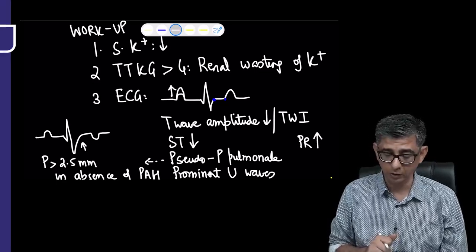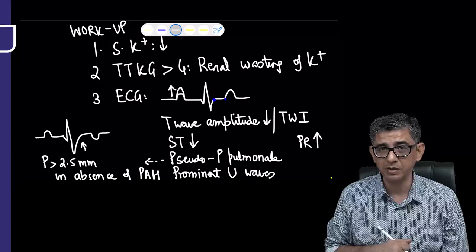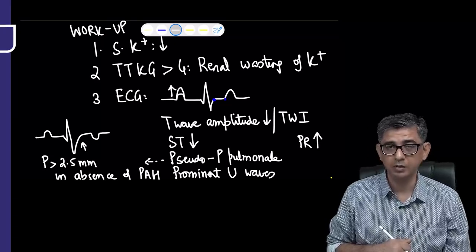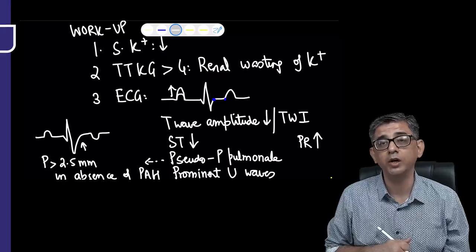So the PR interval will also be increased. So there are 5 ECG findings that would be present in this patient. You need to remember each one of these. The minimum that I expect you to remember at this juncture is at least the words prominent U waves.